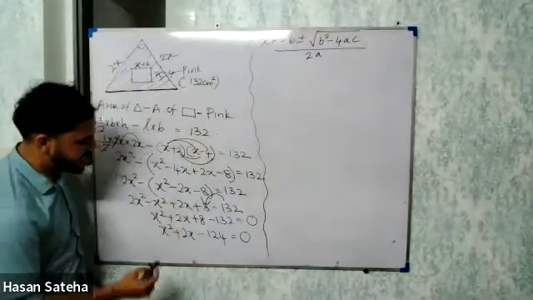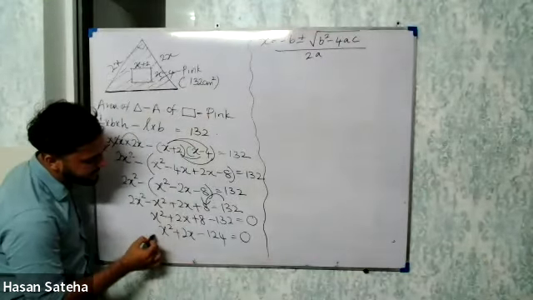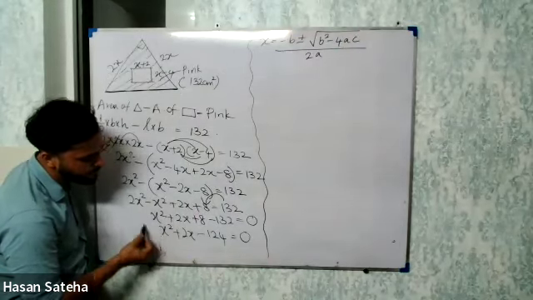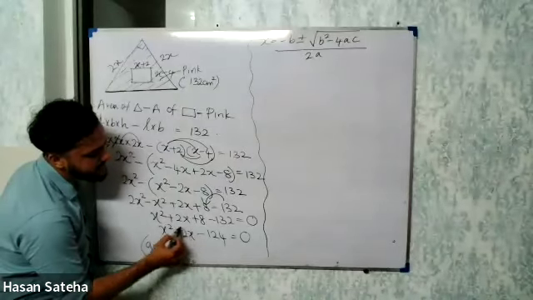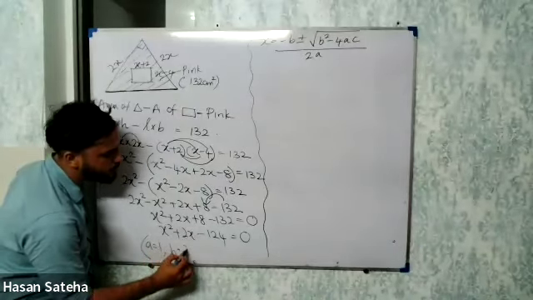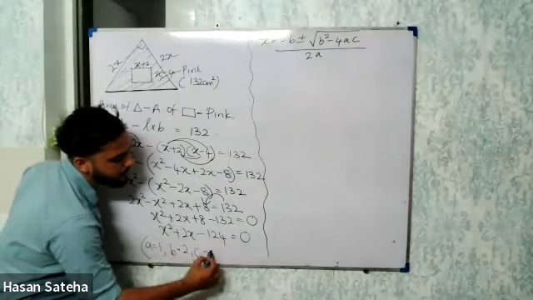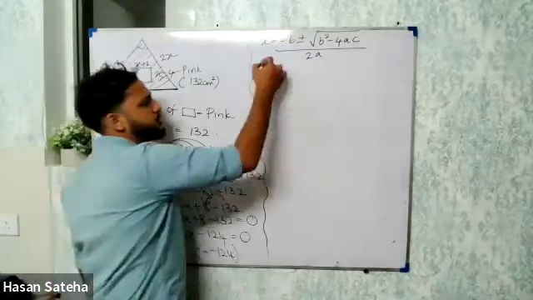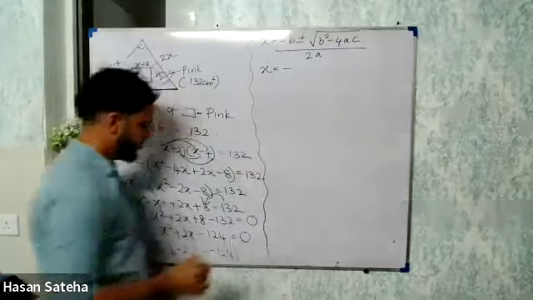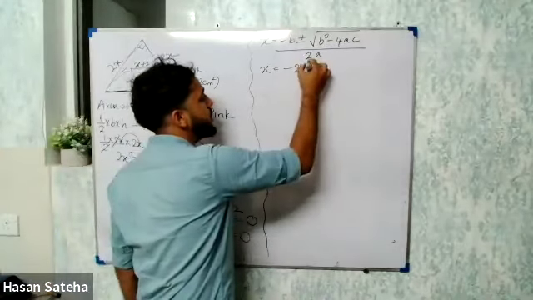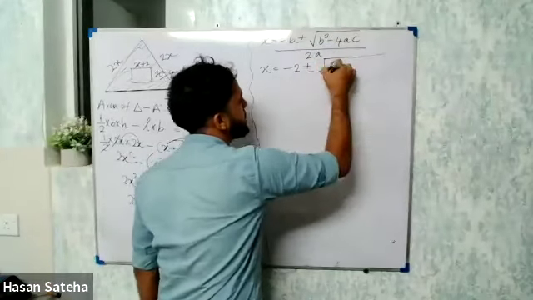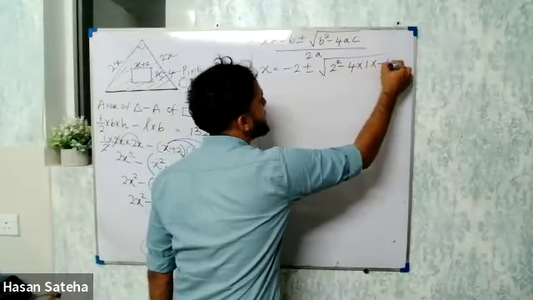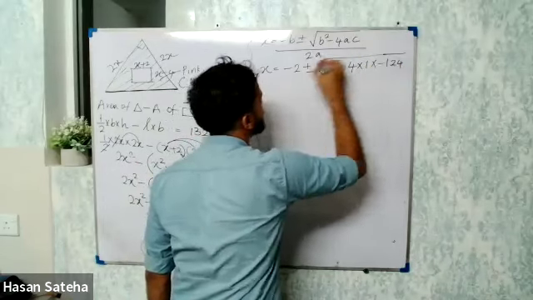Now, here, find the value of a, b, and c. a is the number with the x squared here, that is equal to 1. If there is no number, that is equal to 1. b is the number with the x here, that is equal to 2. c is the number here, that is equal to minus 124. So we know a, b, and c. We can substitute the values. x is equal to minus b, b is 2 here. So minus 2 plus or minus inside the square root, b squared, 2 squared, minus 4, a is equal to 1, c is equal to minus 124.